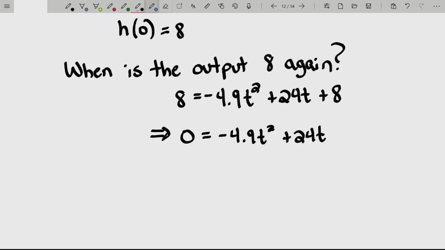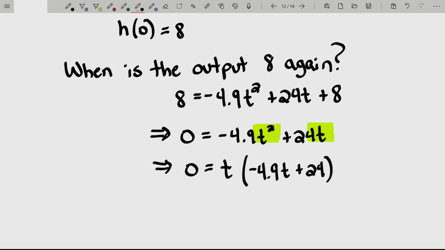In reality, it will always lead to, and I'm going to write this in blue below this, 0 is equal to a t squared plus bt. But ignore the a's and the b's. I don't care about that. I want a natural understanding of this. Now, if you're solving this equation, notice both of those terms have a t in common. So I'll just factor that out. So I get 0 is equal to t times the quantity negative 4.9 t plus 24.